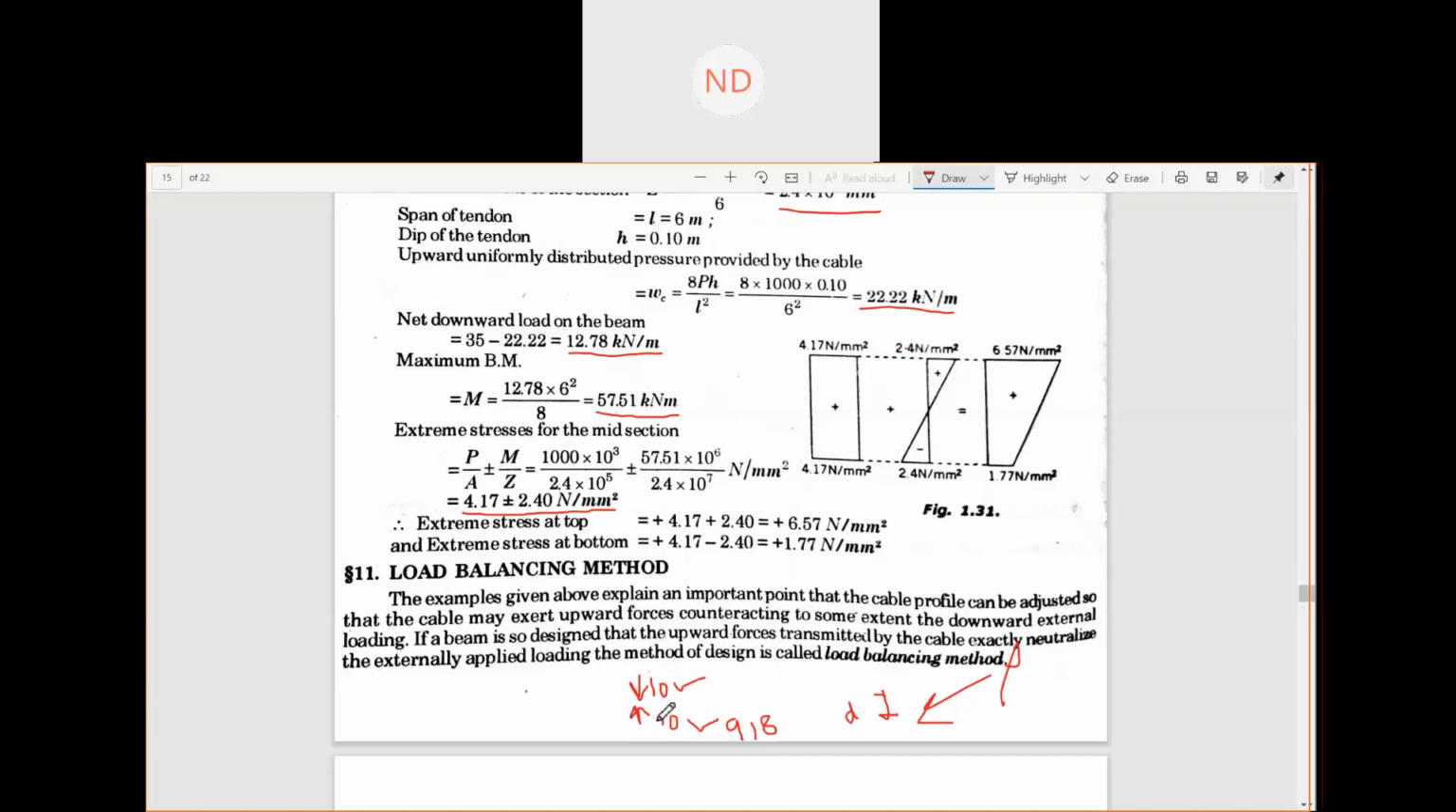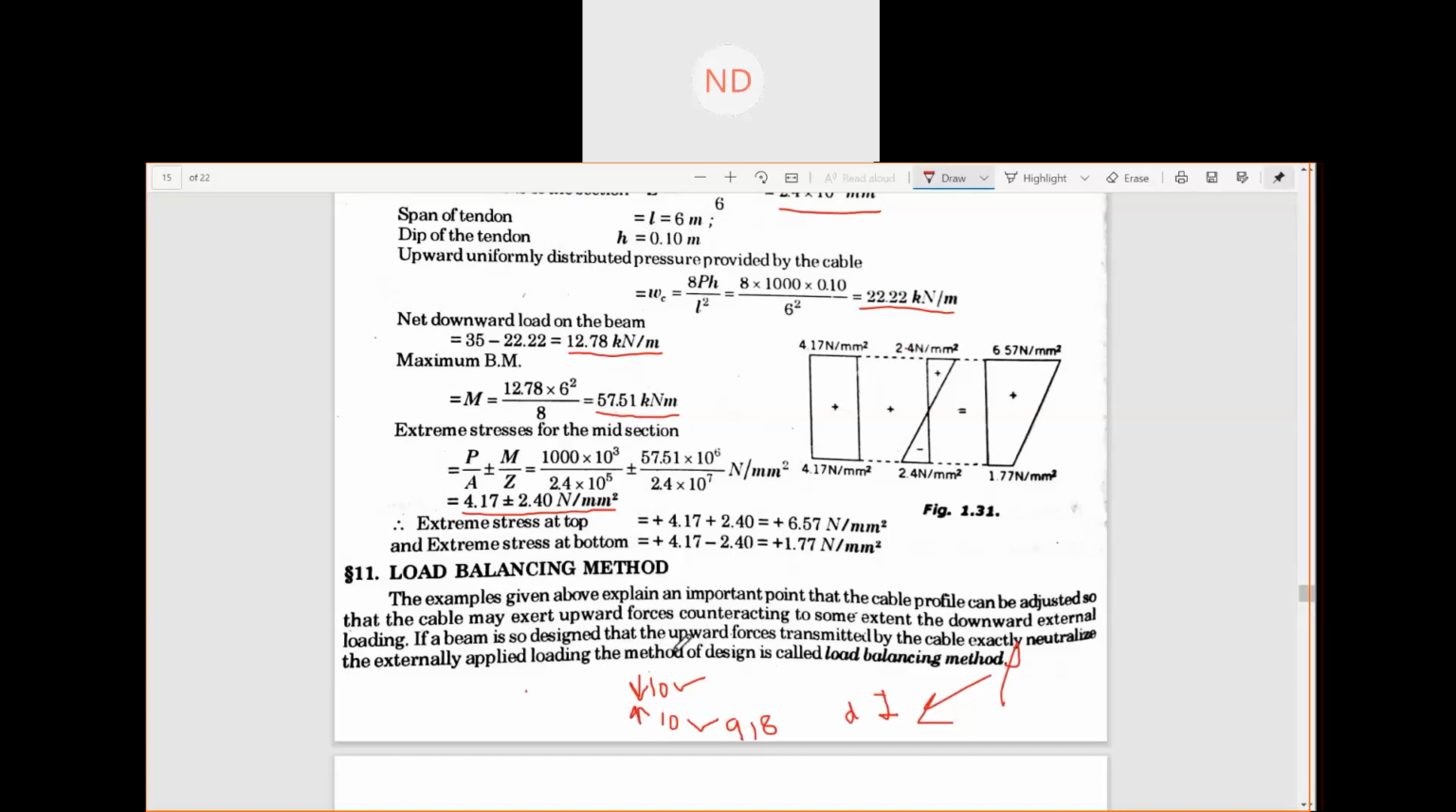So load balancing is nothing but we try to completely neutralize the external downward loads. When we do a problem on this, you will know. Basically, these were all the load balancing concept methods. We have solved all this by the load balancing concept.